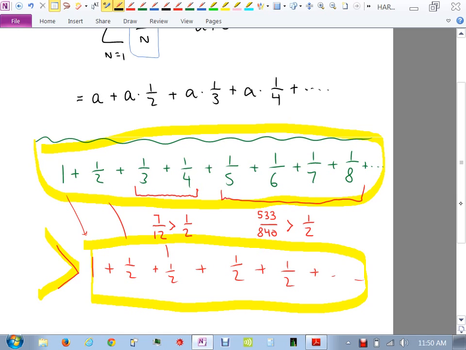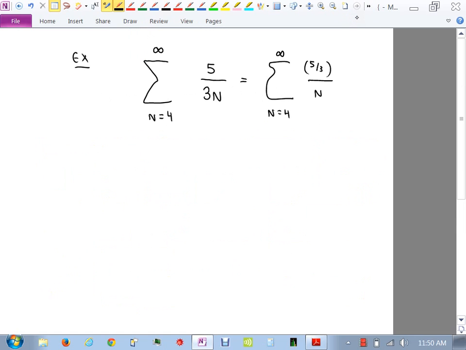Harmonics are nice, right? Nicer than geometric? Easier to evaluate? There's only one answer: diverge. You just have to show that it's harmonic.